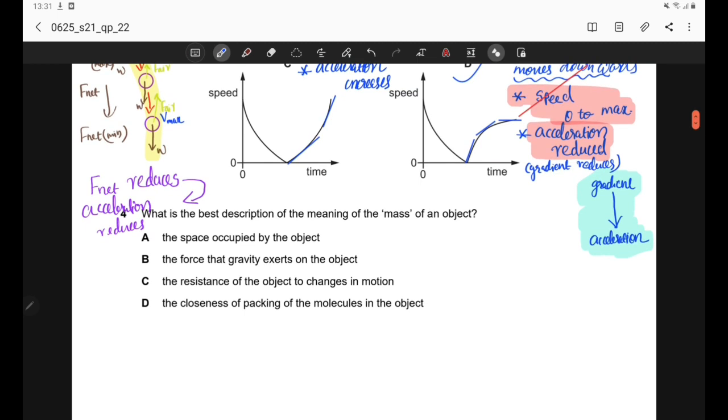Question 4. What is the best description of the meaning of the mass of an object? The definition of mass of an object is the property of an object to resist the motion of that object. Therefore, the statement in option C describes the mass correctly, the resistance of the object to change its motion. This is the definition of mass, so the correct answer is option C.